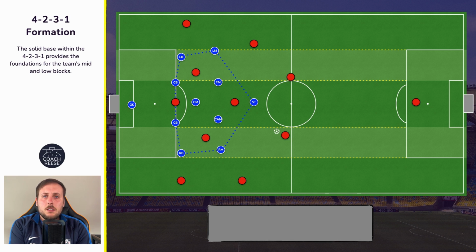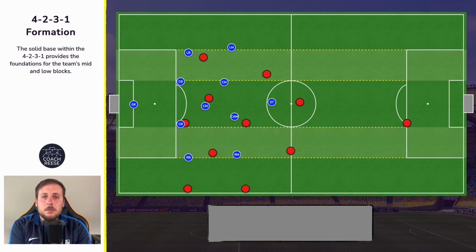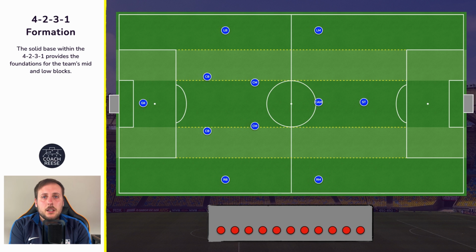And so that's a look at the 4-2-3-1's mid and low blocks, and that concludes our series on the 4-2-3-1 formation. I do hope you found this video and the other videos within the series useful.